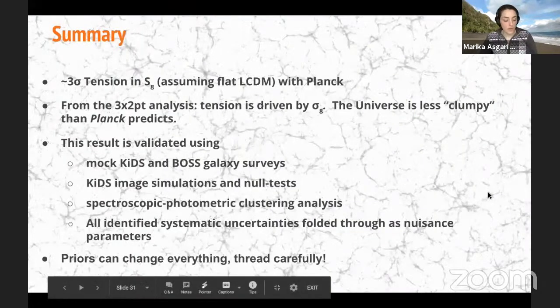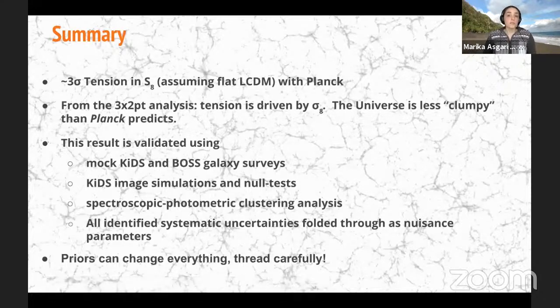All right, so as I'm getting to the end of my talk, I'll just summarize here. We see a 3 sigma tension in the value of S8. This is assuming flat lambda CDM and comparing it with data from Planck. From the combined probe analysis, we can see that this tension is driven by the value of sigma A, which means that the universe is less clumpy than Planck predicts.